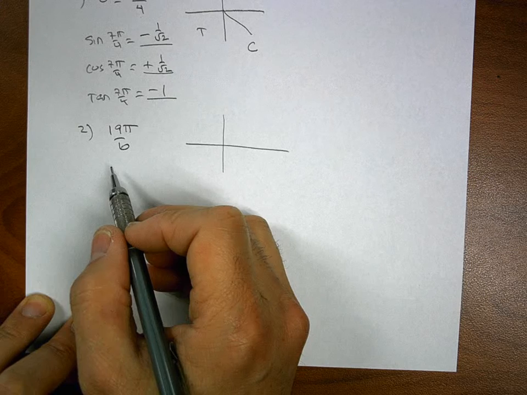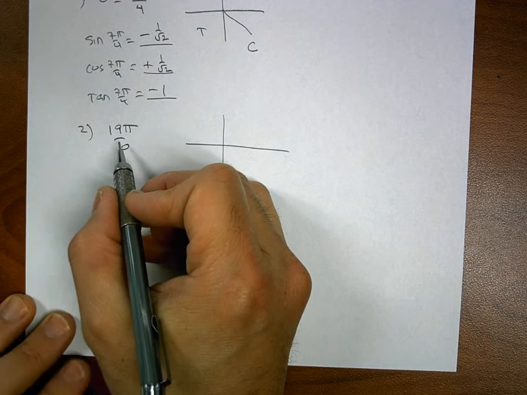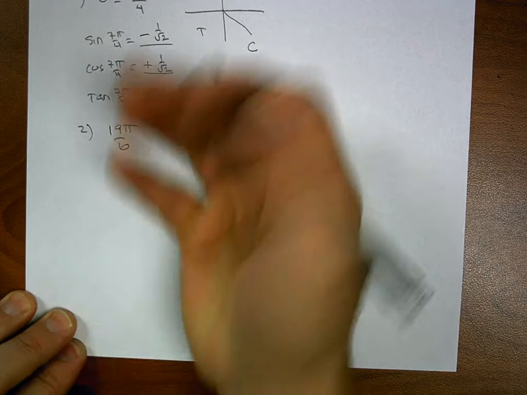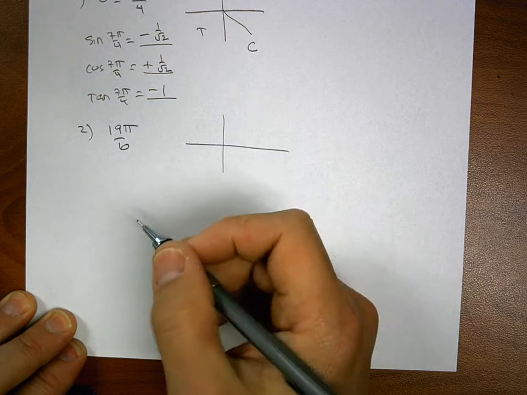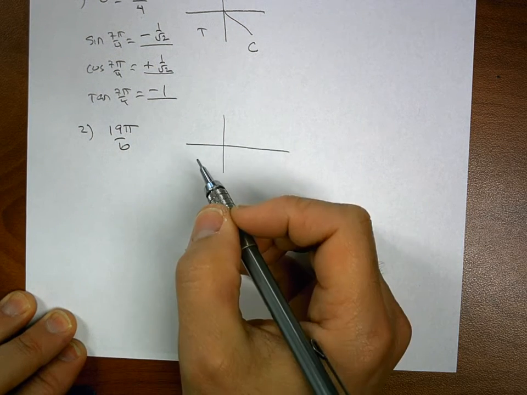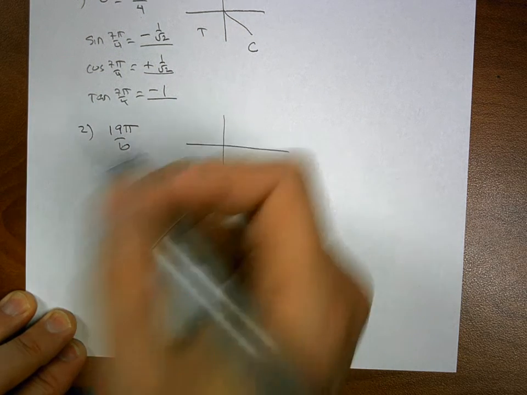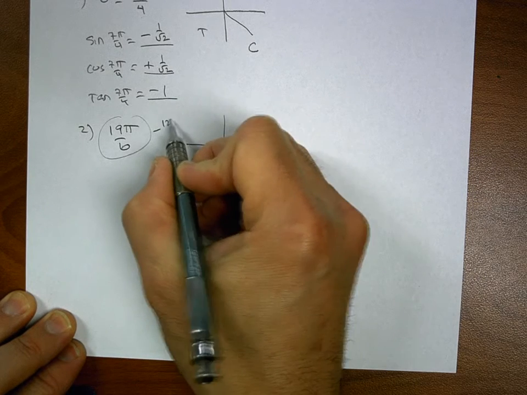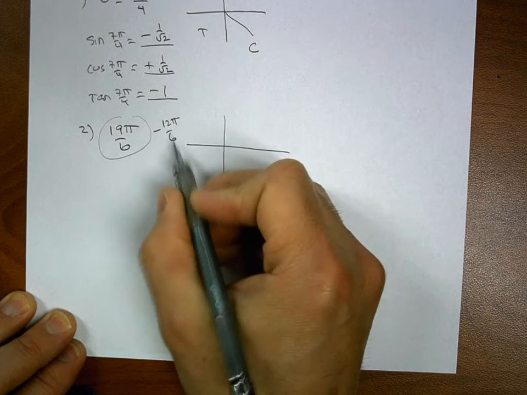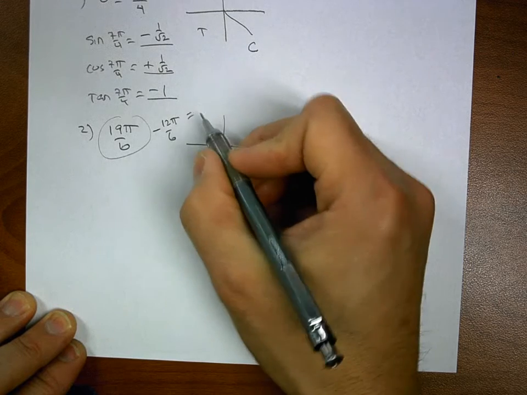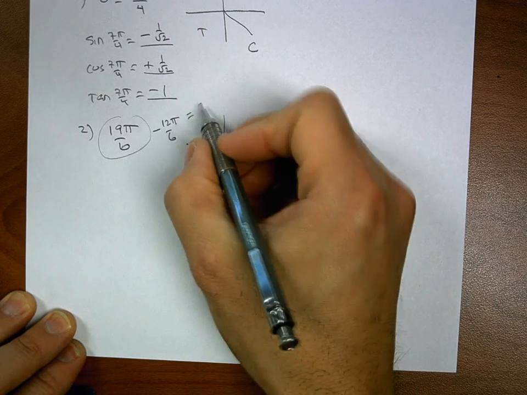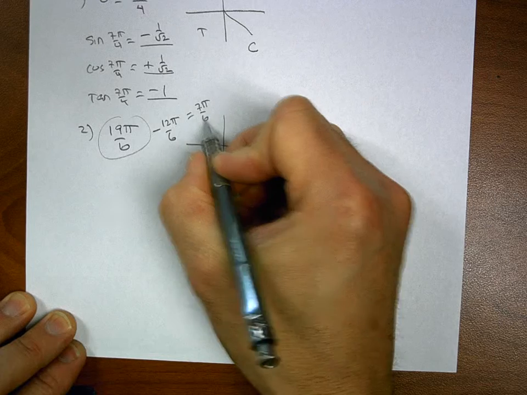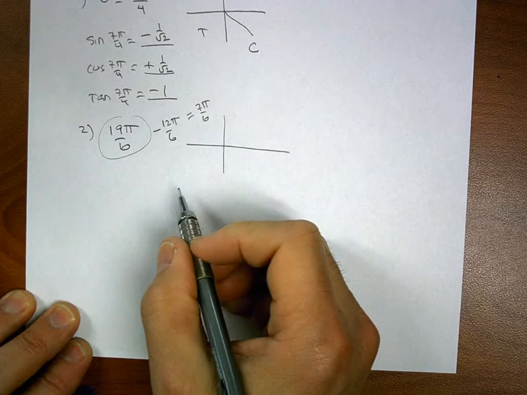If it's more than 2 pi, can't we just take away 2 pi and get a coterminal angle, the same ending place? So let's go ahead and subtract 2 pi. Let's subtract 12 pi over 6. Isn't that 2 pi? So what does that leave us with? 7 pi over 6. So that's a coterminal angle.